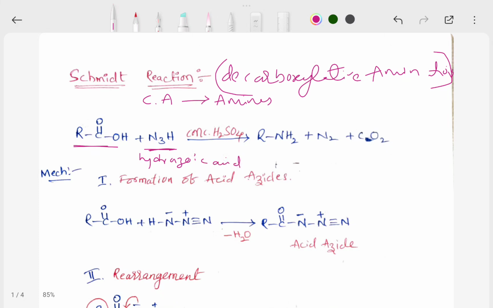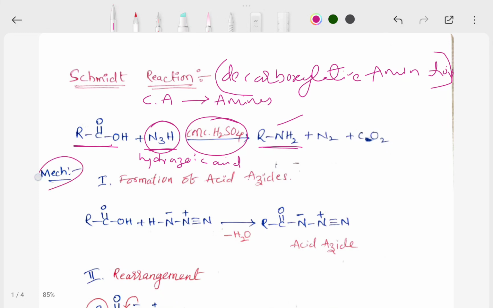These hydrazoic acids are produced in the presence of concentrated H2SO4. One of the intermediates, acyl azides, is formed. These intermediates rearrange in acidic medium to produce primary amines. So carboxylic acids react with hydrazoic acid in the presence of concentrated H2SO4 and primary amines are formed. This reaction proceeds through an intermediate called acyl azide.